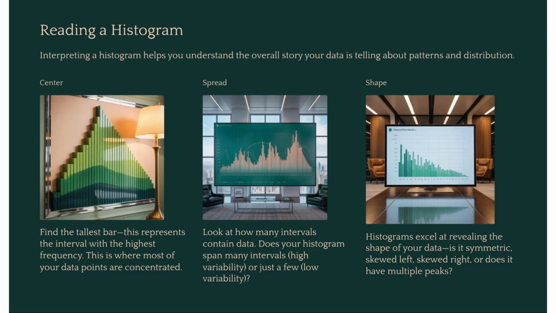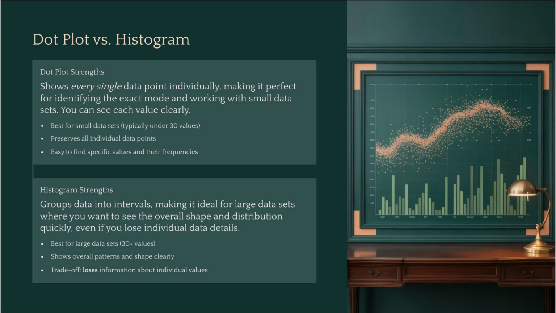You can instantly see where the data is concentrated. That's your center, usually located near the tallest bar. You can also easily tell if the distribution is symmetric, with the tall bars in the middle, or if it's skewed, with the tall bars all pushed to one side. So when do you use which? The dot plot is best when you need to see every single point, like finding the exact number that occurs most often.